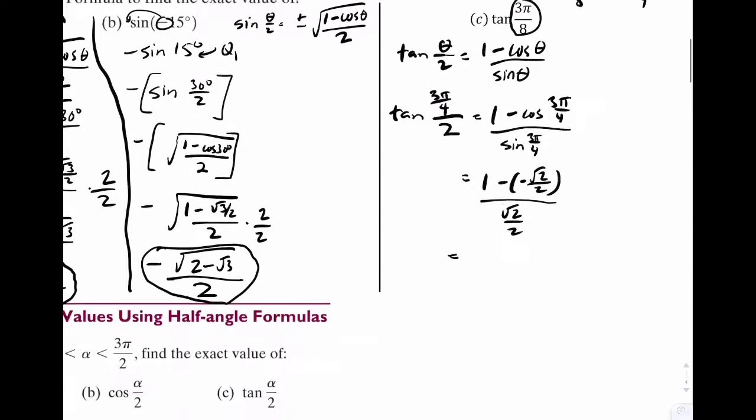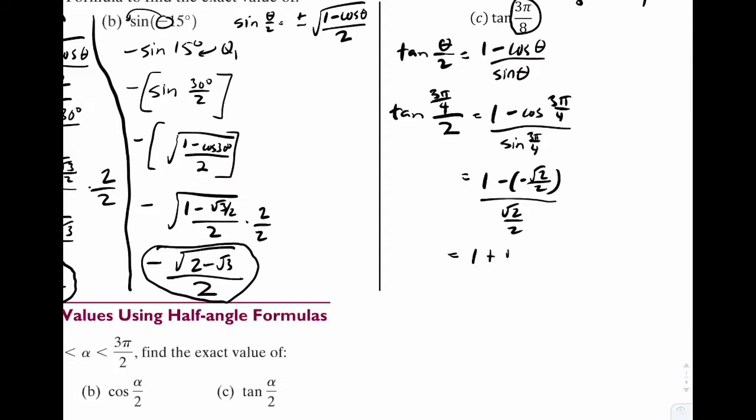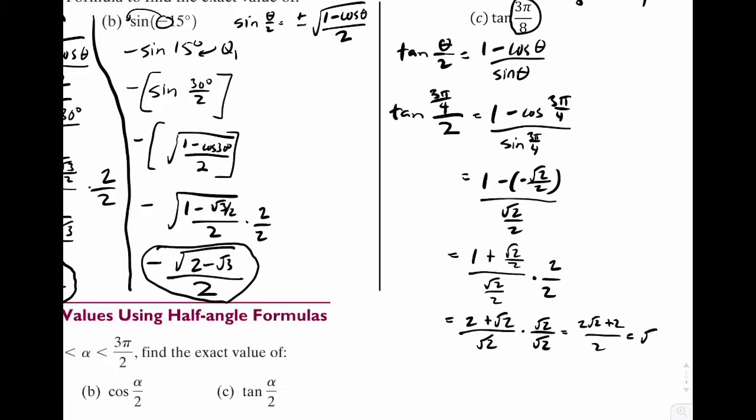And now we just got to do a little bit of algebra. This is 1 plus root 2 over 2, over root 2 over 2. Now we're going to get rid of the complex fractions. Let's multiply by 2 over 2. So that would be 2 plus root 2 over root 2. Now let's finish it up. Let's rationalize this to make it a little cleaner. Multiply by root 2 over root 2. So that's 2 root 2 plus 2 over 2, which finally reduces to root 2 plus 1. So a little heavy algebra there, but there's our answer, root 2 plus 1.